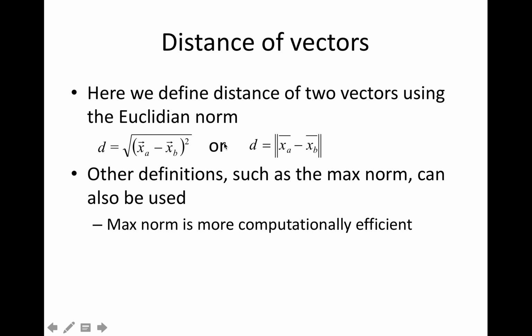The distance between two vectors can be defined using the Euclidean norm or the Euclidean distance. Sometimes we can use the max norm, which is maybe computationally more efficient. This is basically the formula for the Euclidean distance. It's just the square of the difference in the vectors, square root, or the magnitude of the vector difference between vector A and vector B.